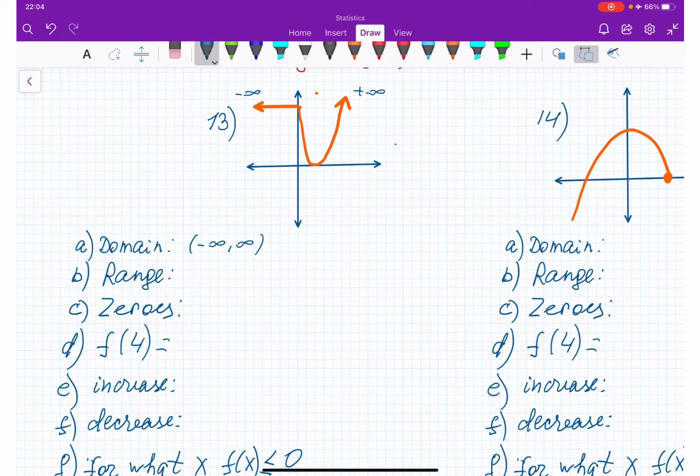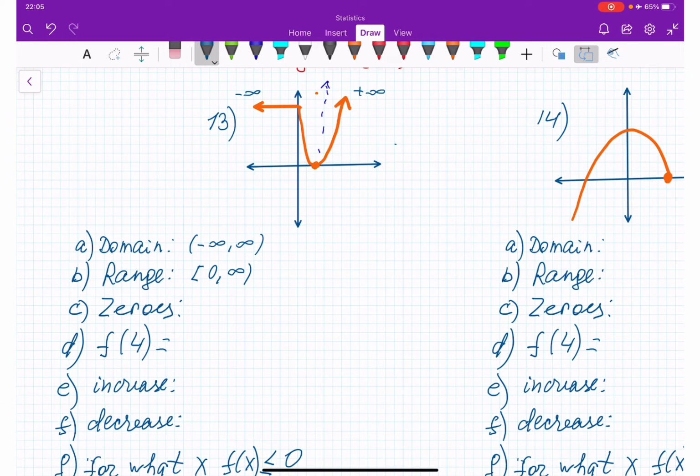Now regarding range, it is represented by y. So we have y minimum, it's starting from here, which is 0, right? Y is 0, and it's going to positive infinity, right? It's increasing. So the range is going to be a square bracket because 0 is included, correct? It's on the graph, 0. And it will run to positive infinity.